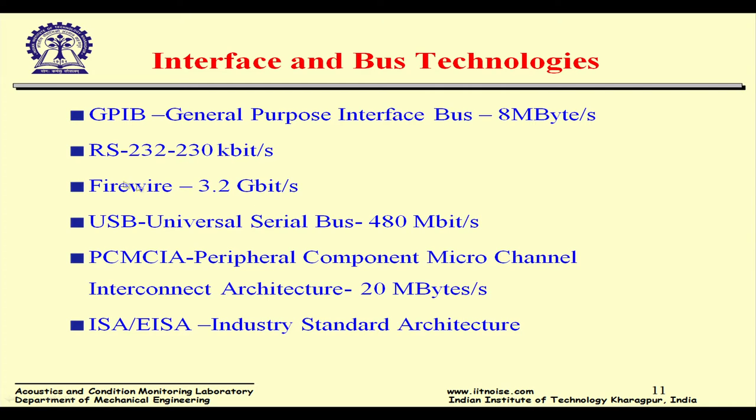FireWire, the Mac guys use, 3.2 gigabits per second, very fast. And if we still have in the industry some RS-232, 232 kilobits per second, that's mostly for controls, you know, set an on switch or an off switch. GPIB used to be a very popular thing, you know, when I was in a Herrick lab.